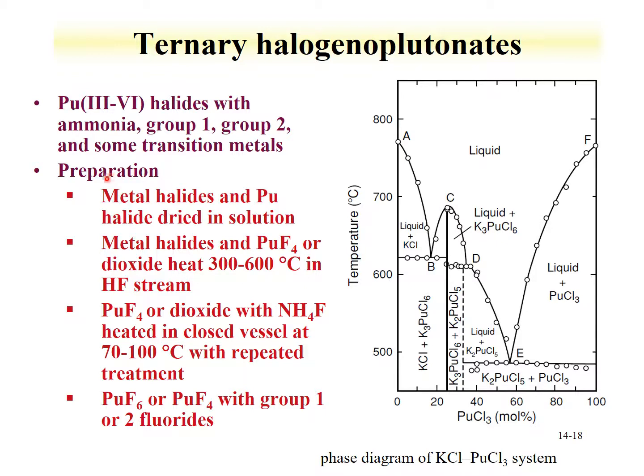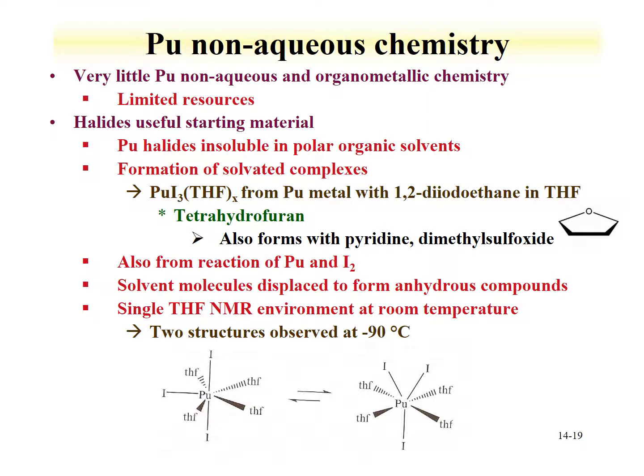These materials can be prepared by combining metal halides and plutonium halide. You can just dry them directly in a solution, or the halides and the tetrafluoride or the dioxide can be heated in an HF stream. These are for the fluoride systems. And the chlorides can be prepared with similar routes using either the tri- or the tetraplutonium chloride.